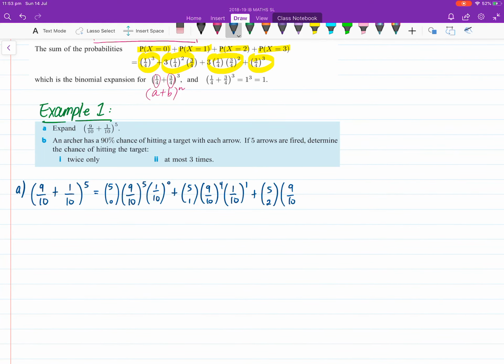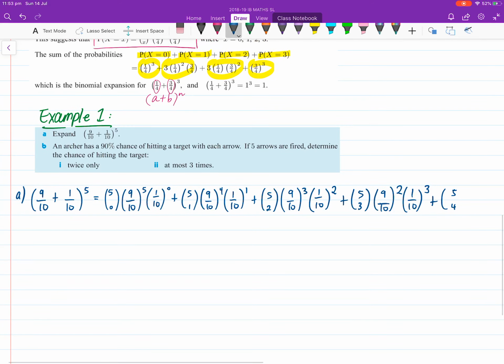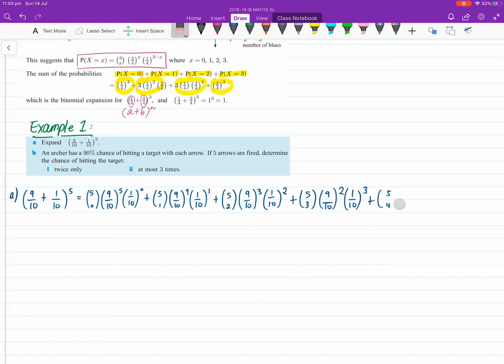and then we've got 9/10 to the power of 3, 1/10 to the power of 2, plus 5 choose 3, maybe we need to neaten that up a little bit, 5 choose 3 of 9/10 to the power of 2 times 1/10 to the power of 3 plus 5 choose 4. Sorry, I have to zoom out. 5 choose 4.